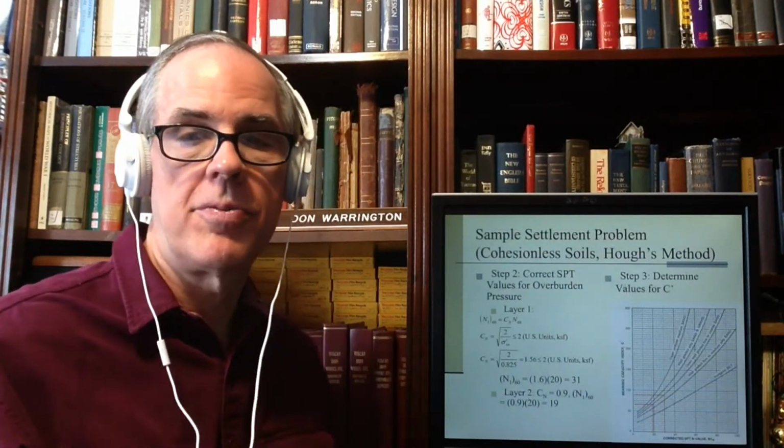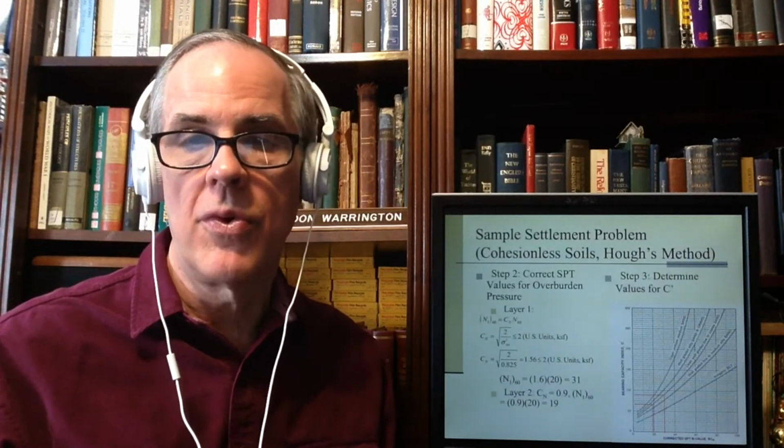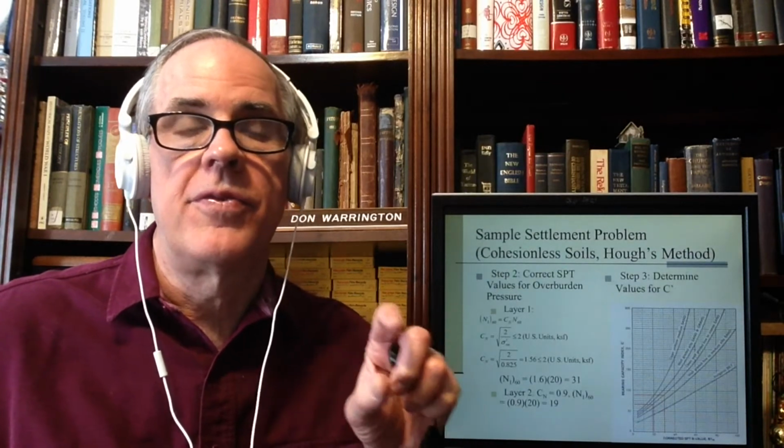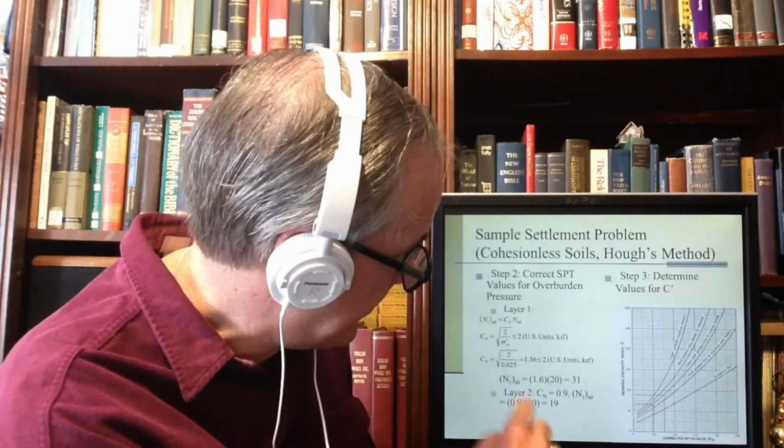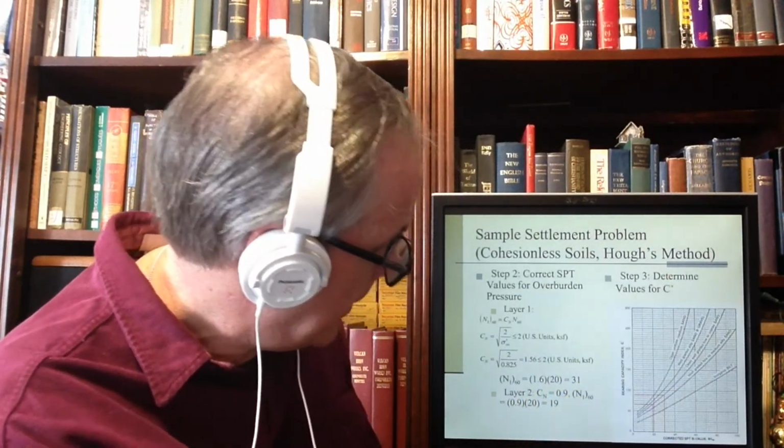Second, correct the SPT for overburden pressure. Same method we used before. I'm just going to do it for layer 1. I have the average effective stress in the layer, which is also what I use to correct the SPT blow count. I use the same value I used for the middle of the layer for the effective stress. So I do the same thing. I go through this formula right here. I end up with this, which is 30, and N160 is equal to 31.